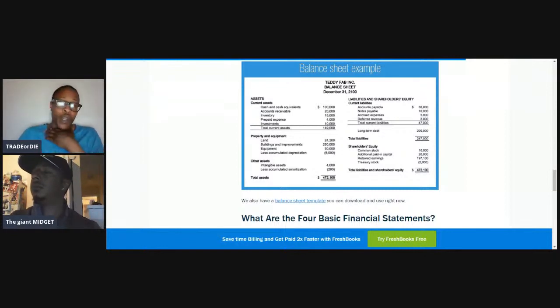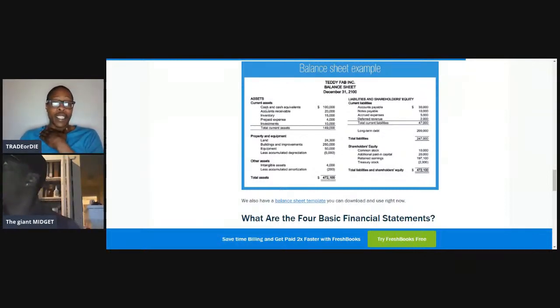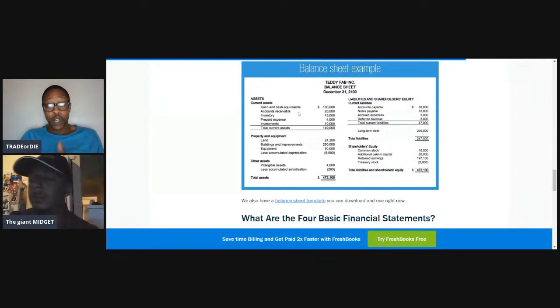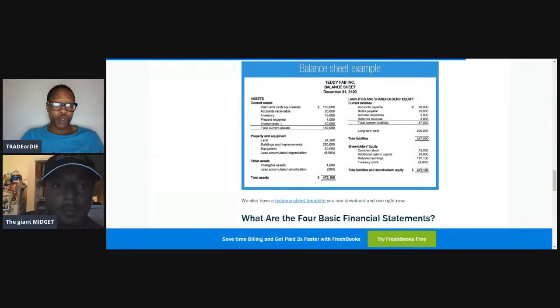Now, as you see on this right here, this left side is the assets. This is all the things that the company owns. So the property, equipment, the land, the buildings, investments, the inventory.